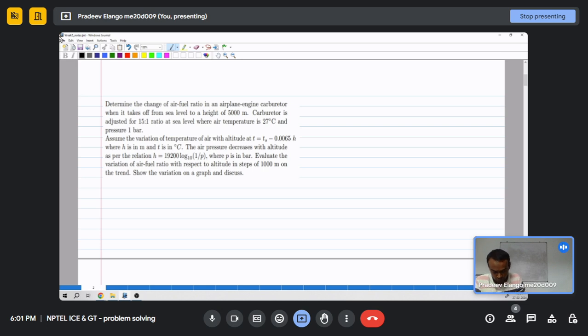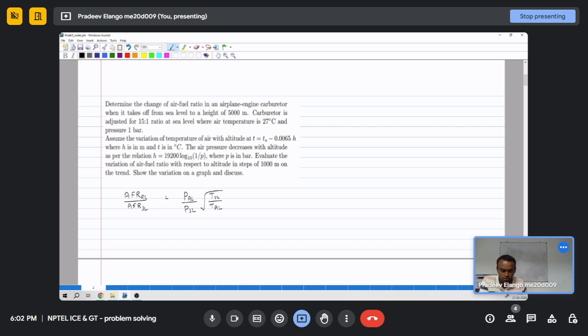So for this, in the previous week, we have derived this relation like AFR 1 to AFR 0. So maybe 1 is at altitude and the denominator is at sea level. This can be written as pressure at altitude by pressure at sea level into root of temperature at sea level by temperature at altitude.